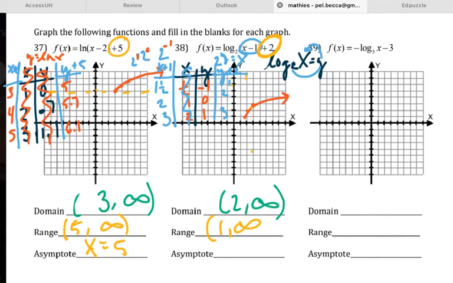Okay, so my asymptote for this one here is the number in the back. It's an x equals, so x is 2. Just like so. It doesn't pass the line x equals 2.